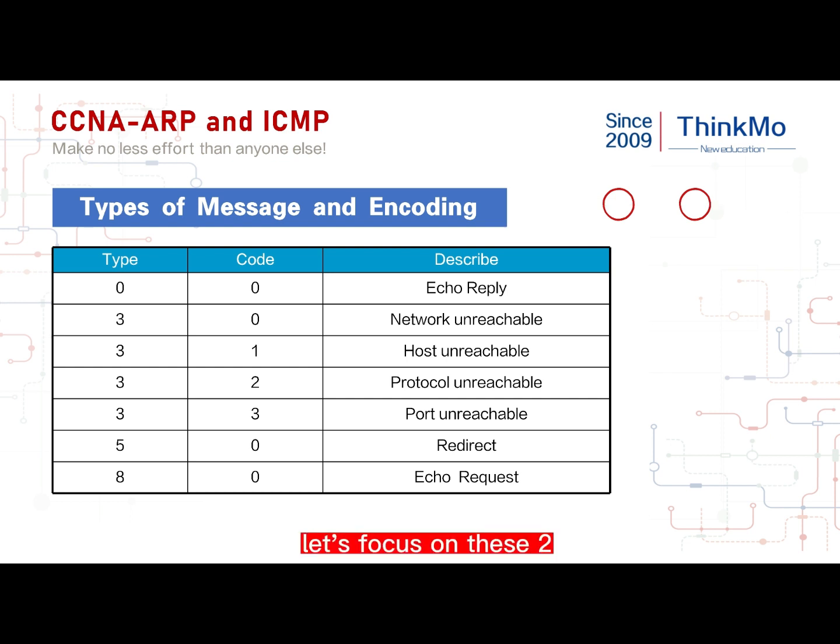Let's focus on these two: protocol unreachable and port unreachable, because I didn't explain these two. Protocol unreachable means that when I send data, it has reached the destination from the local side, and I will communicate based on the network layer. Up there are different protocols, for example TCP and UDP at the transport layer.